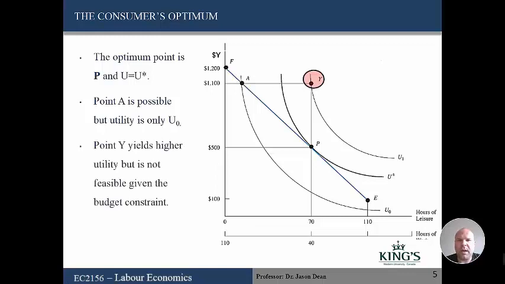What about point Y? You have an income that is $1,100, but if you look down at the horizontal axis, you see that the hours of work is 40, and then the hours of leisure is 70. Given this person's potential linear income constraint, they're not able to get to this point. Their wages aren't high enough. So this point is not feasible.